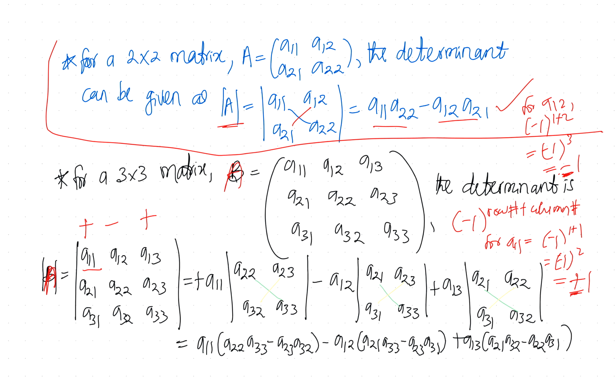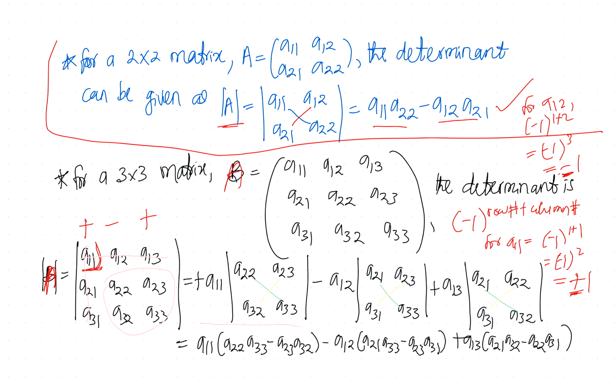So what you're going to do here is take the first element, which is A11, and you know the sign attached to it is plus, so that's why I said plus A11. Now that you have plus A11, you cross out the column to which it belongs and the row to which it belongs. Whatever is left, which is A22, A23, A32, A33, you have that as a 2 by 2 determinant. And that's how you get this.